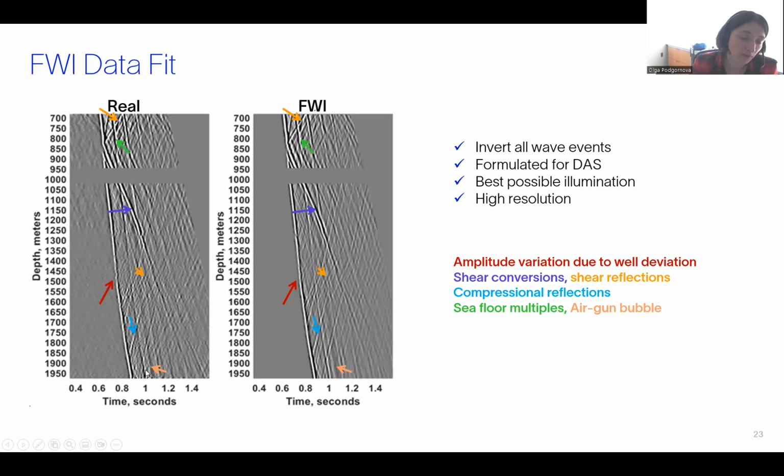We also have here the effect of the so-called air gun bubble. The signature of the air gun source has a very compact, broadband signal in the beginning, but then later a lower amplitude, lower frequency signal, which is called the bubble, comes, and you can see it in the real data. And we have it in synthetics by properly modeling using the proper wavelet for the air gun. Inversion reconstructed all of these events quite consistently and with good accuracy.